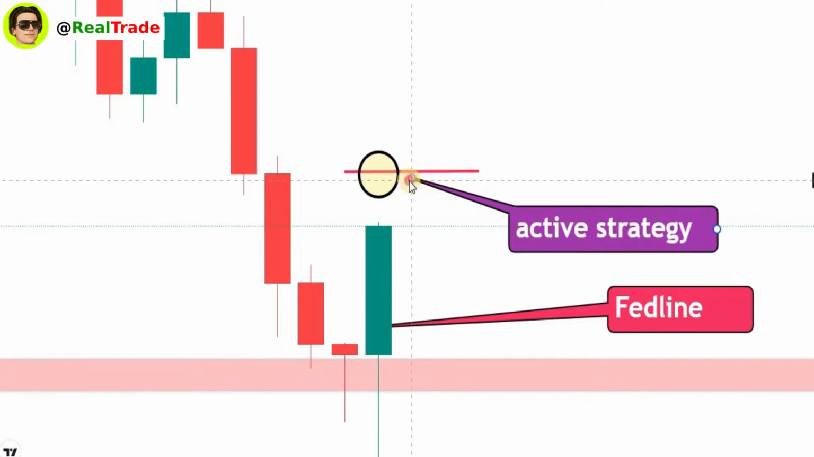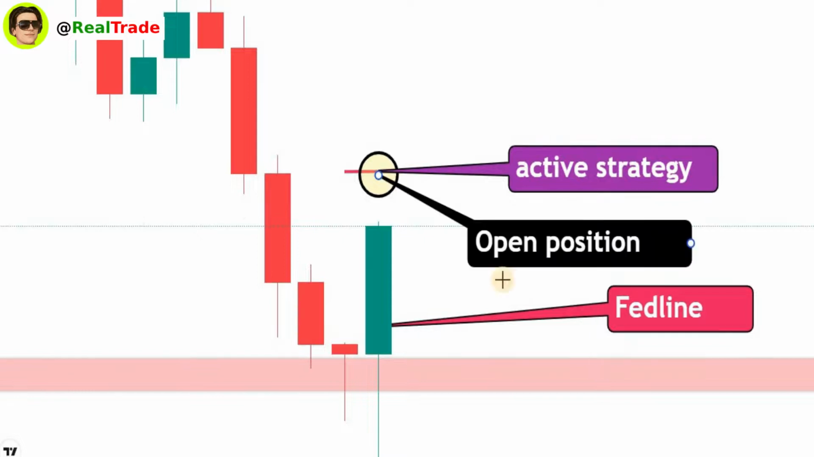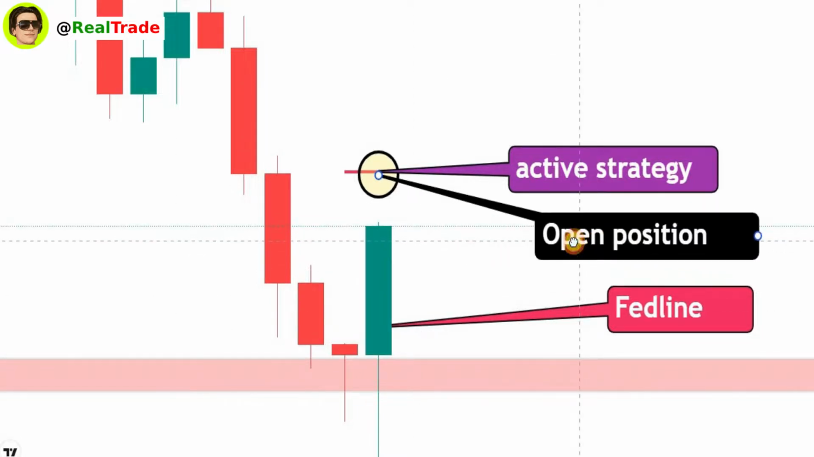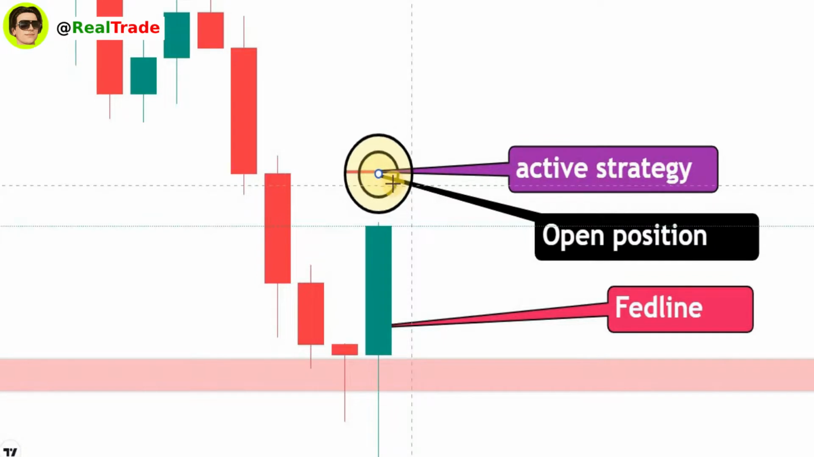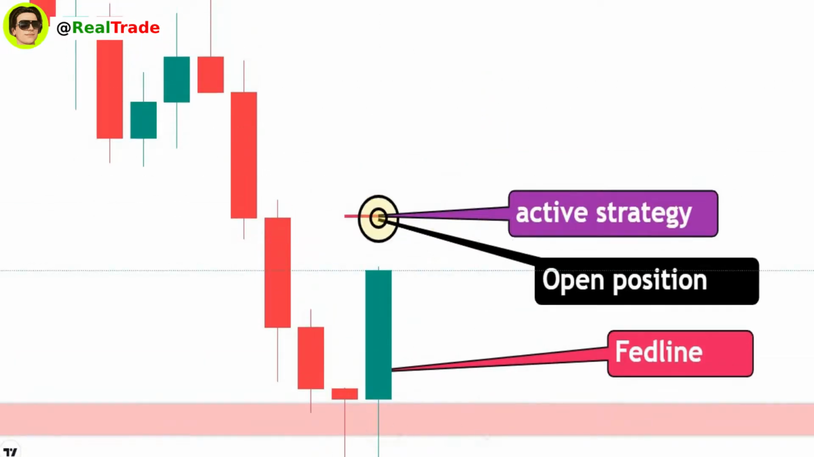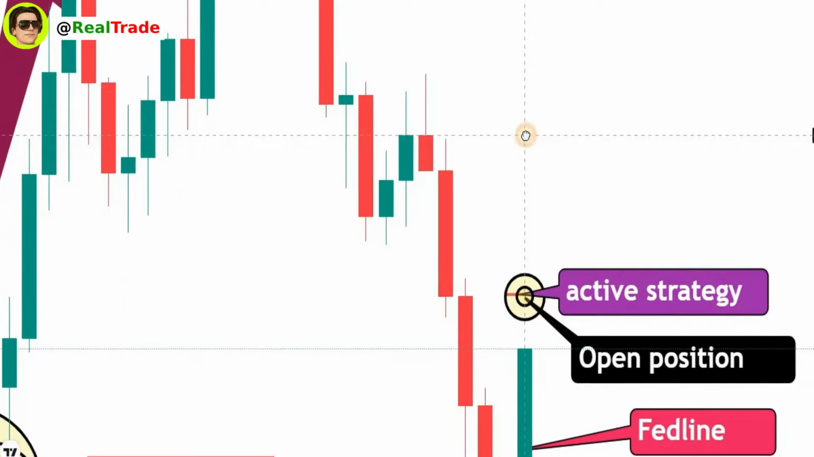Yes, next Fed line. This area active strategy. This price have a strategy. Active strategy. Yes. This area open position and take a profit or TP next resistance. This area is good.